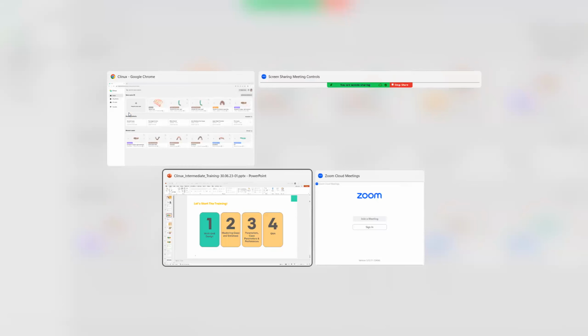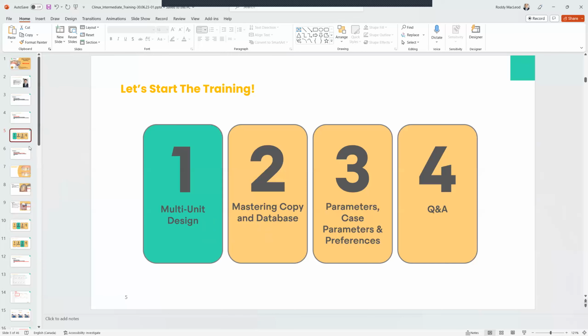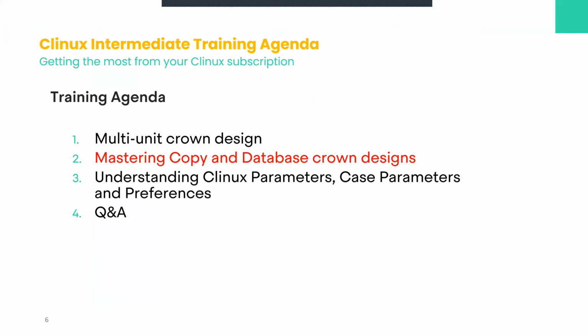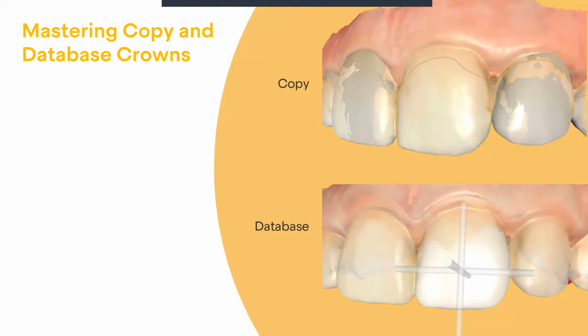I'm going to come back to the Clinux dashboard, and I'm going to switch also back to our training because our next topic is mastering copy and database crown design. So let's just take a quick look at that. Inside the Clinux software, we have two ways to make crowns. One of them is using the so-called copy method. That's what you see here up in the top. We're going to show you this here in a second. And the other one is database, which we just saw now.